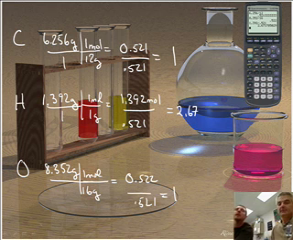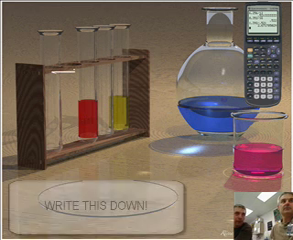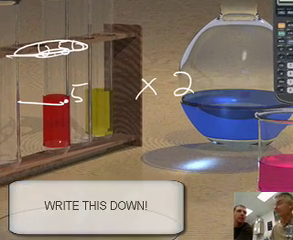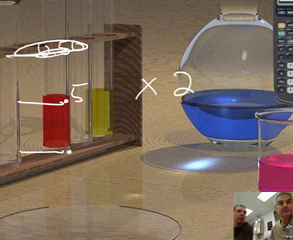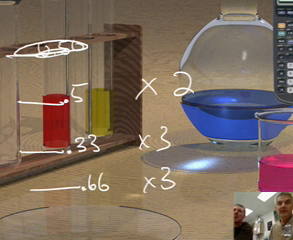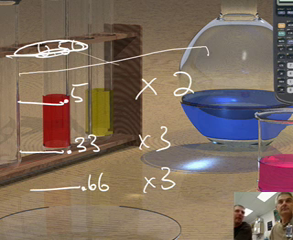So here are a few little tricks when you need to multiply by whole numbers. If one of your numbers ends in 0.5, you're going to multiply by 2. Write this down, guys. If something ends in 0.3 or 0.33 or 0.66, you multiply by 3. And that's probably all you're going to see. If you saw 0.25, you could multiply by 4.